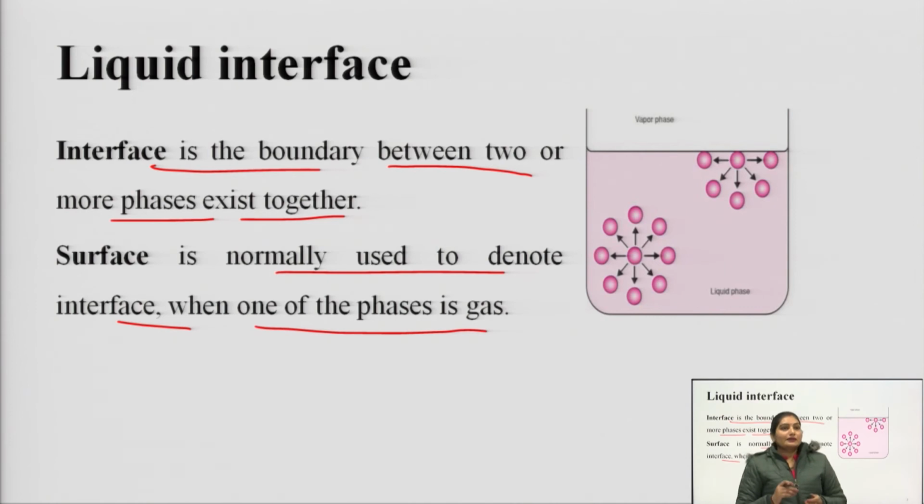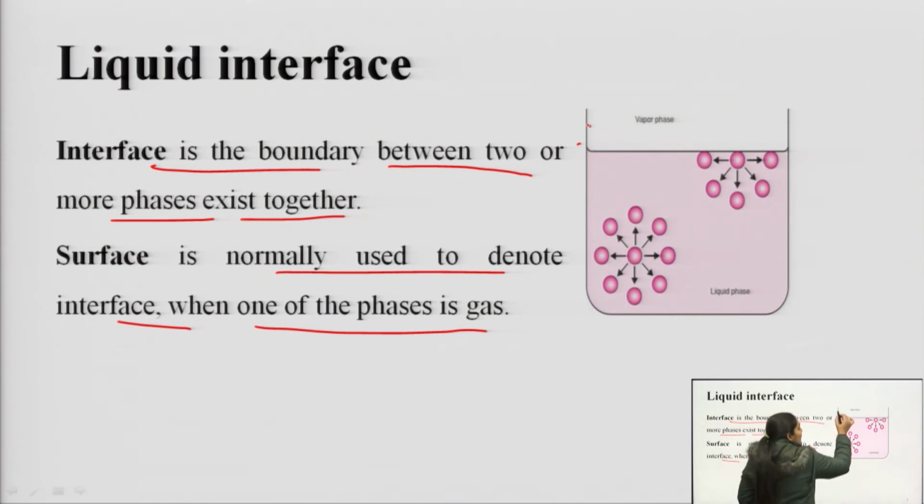So, an interface is the boundary between two or more phases that exist together, and what is a surface? When there is only one phase and one of the phases is gas, then that interface or boundary will be called the surface. Okay. See, this is an example: this is the liquid phase and this is the vapor phase. When one of the phases is gas, then it is called the surface.